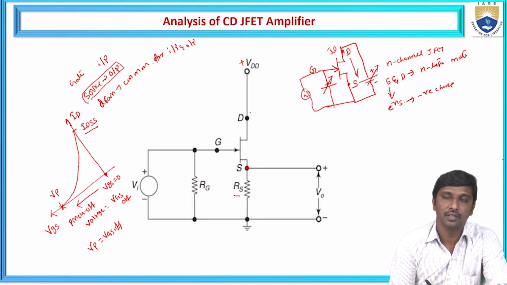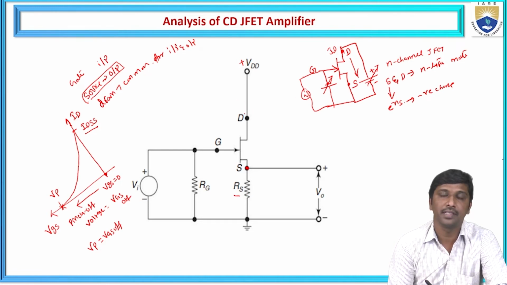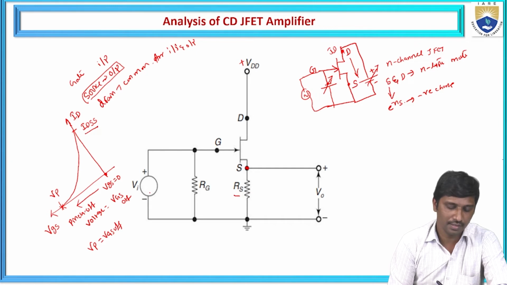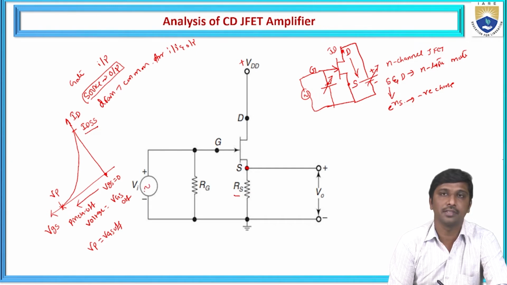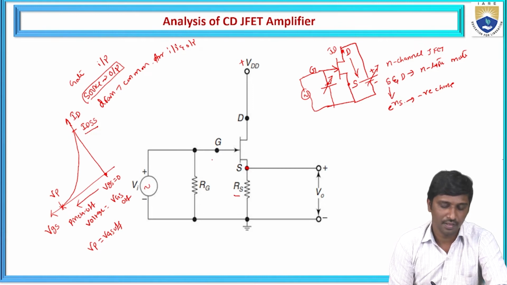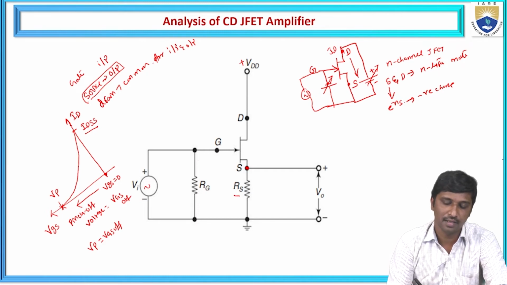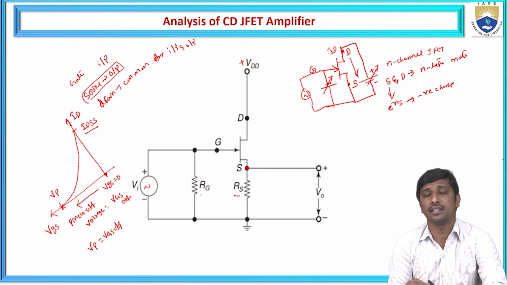Now the drain is common for measuring the input and the output with respect to the gate and the source terminal. And this is your AC source. So your applied input signal is passing through the gate terminal with a gate biasing resistance, represented as RG.